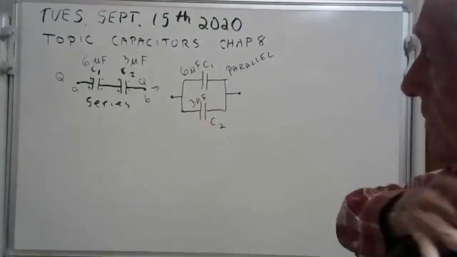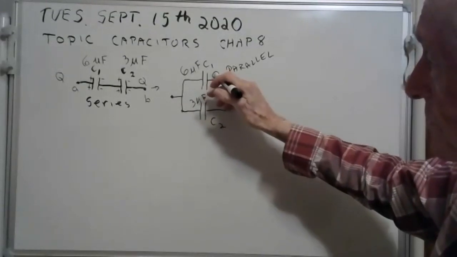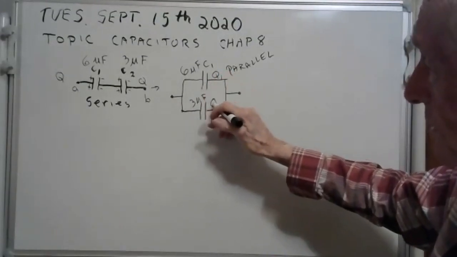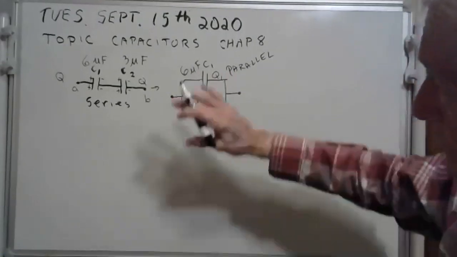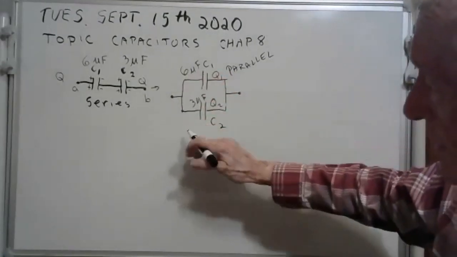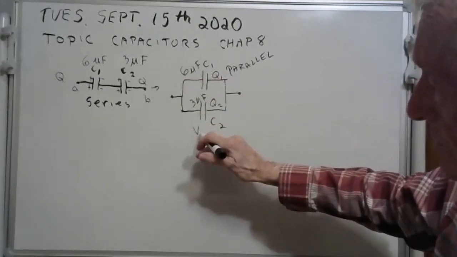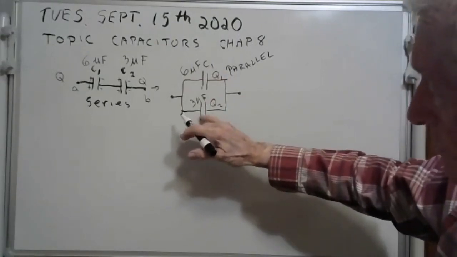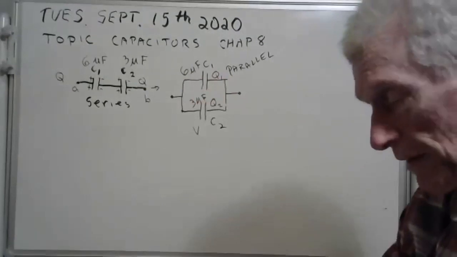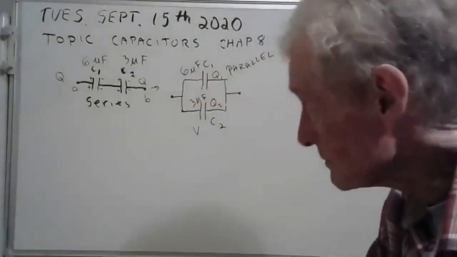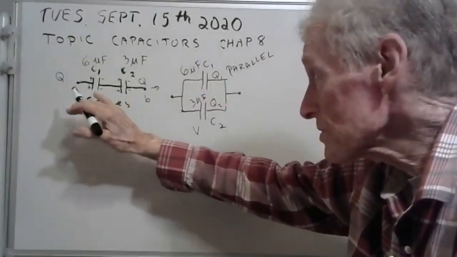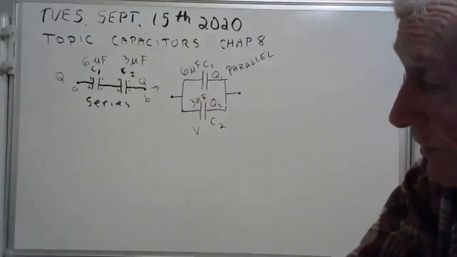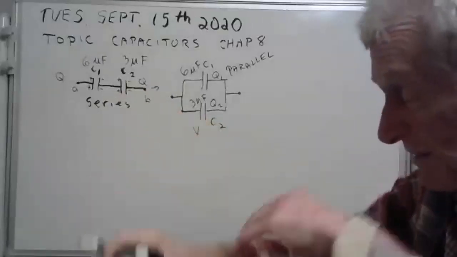When you're in parallel, you could call this Q1, you could call this Q2. They can be different. I tell you what's the same here is the volts. Whatever the volts is on this capacitor, you have to have the same volts on that. But these have different voltages. Whatever the volts is on this can be different than the volts on that.